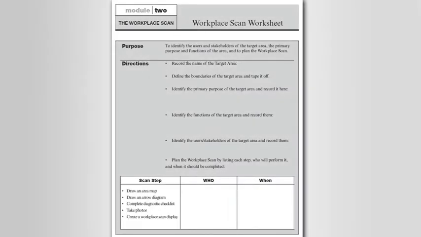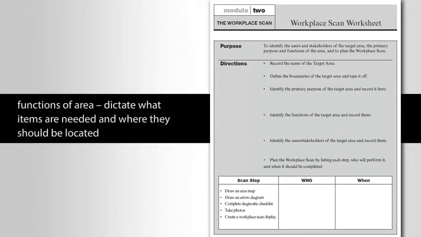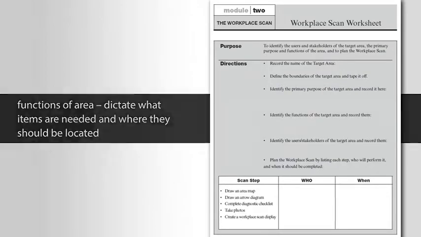Once you have clearly defined the area, record its name and plant location on the workplace scan worksheet found in the resources section of this course. Also, record the functions of the area in the space provided. These functions will dictate what items are needed in the area and where they should be located.